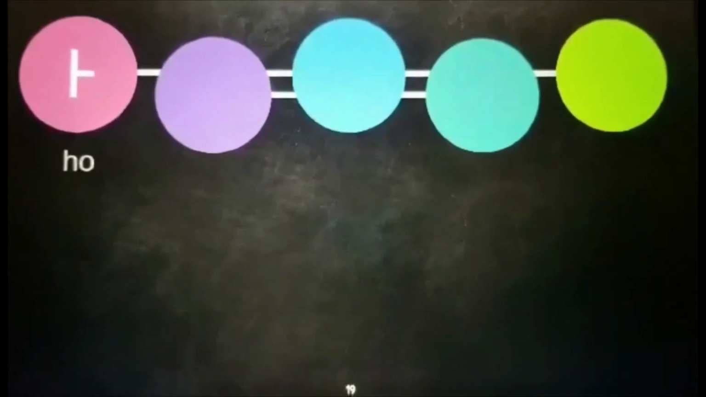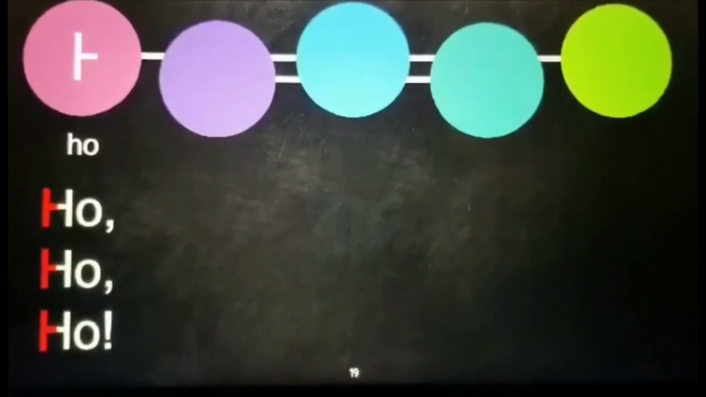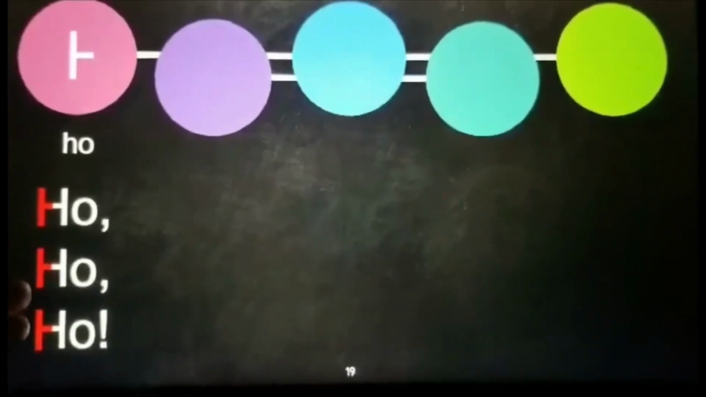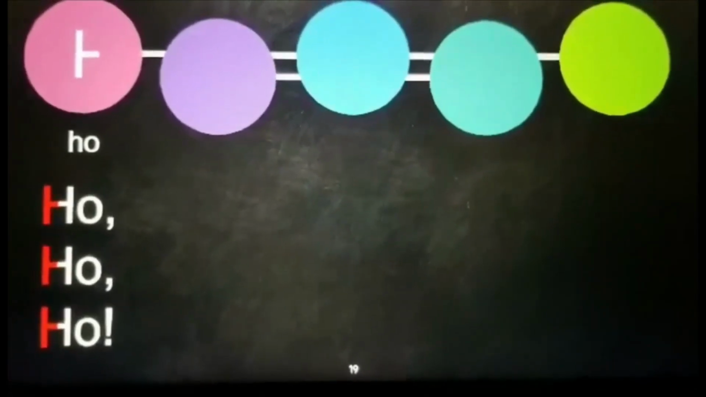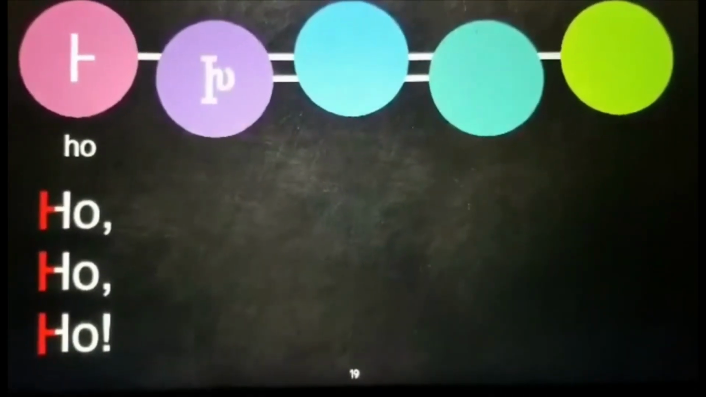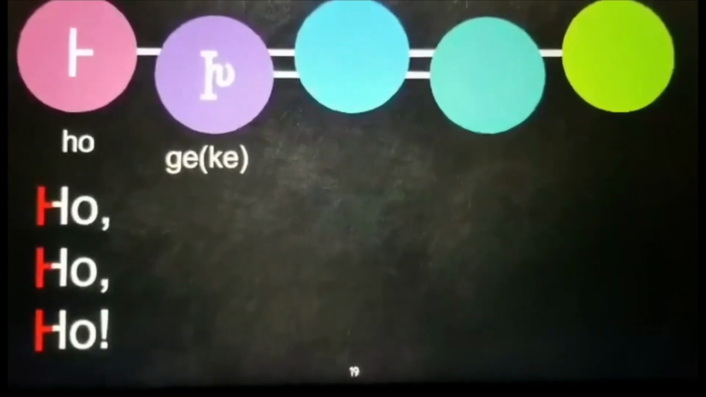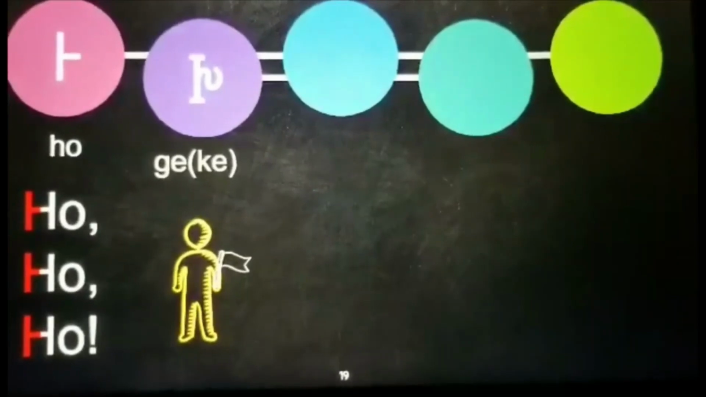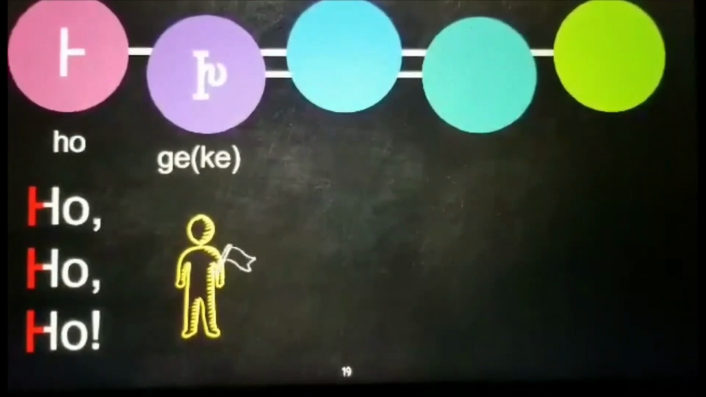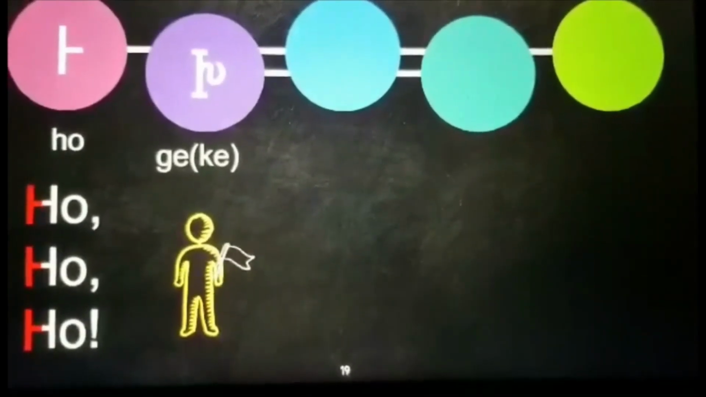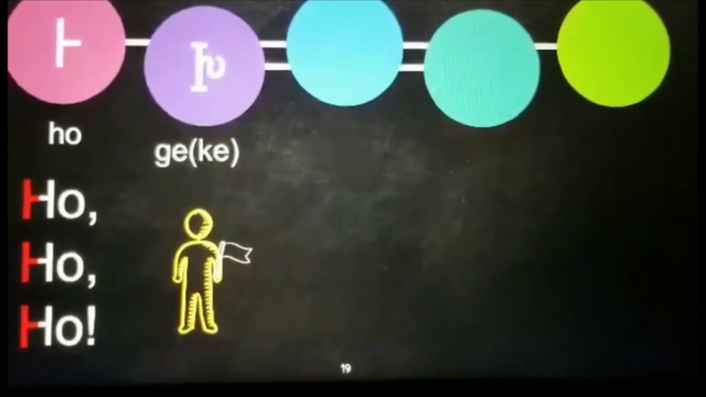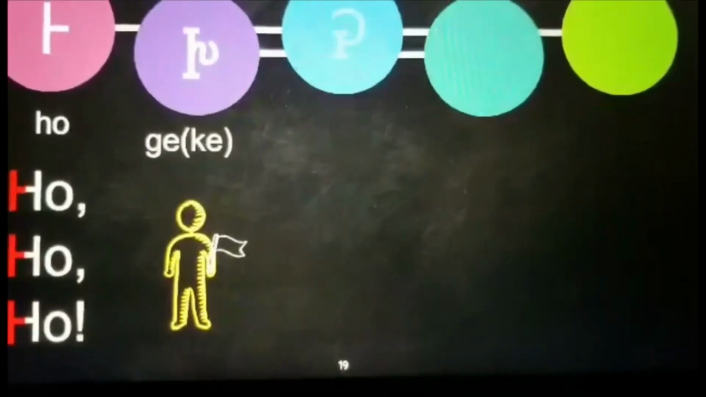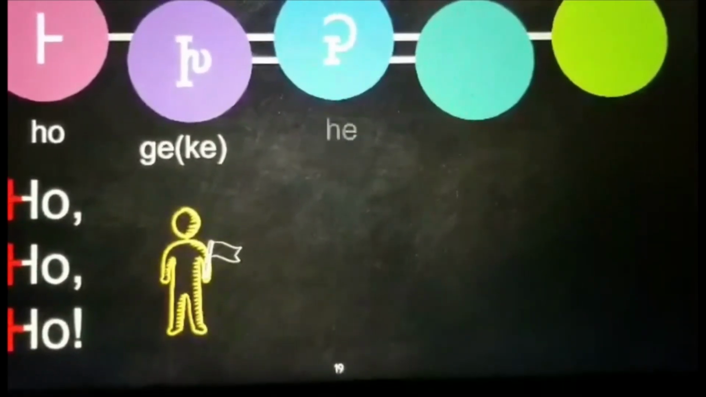Okay, so first we have ho, as in ho ho ho. It's literally in ho ho ho, so that's how I remember ho. Then we have gay. Gay can also be pronounced as K. And I always picture somebody happy, as in, you know, they're gay, in the happy sense. And they're waving a flag. There's a little person holding a flag, gay. Then we have he.